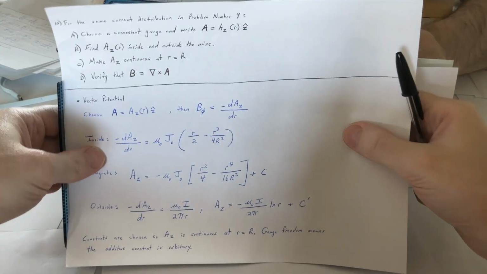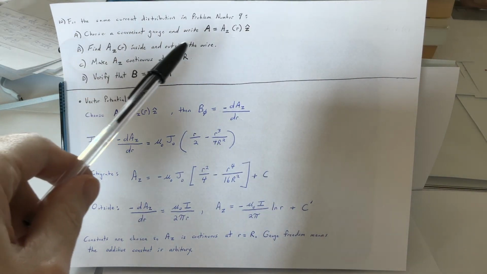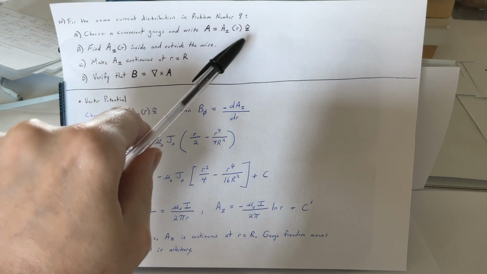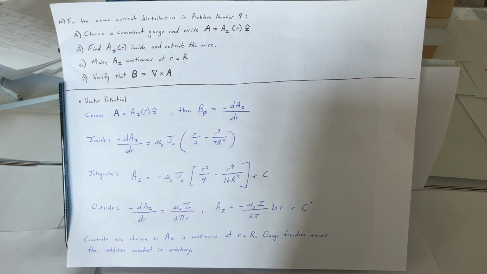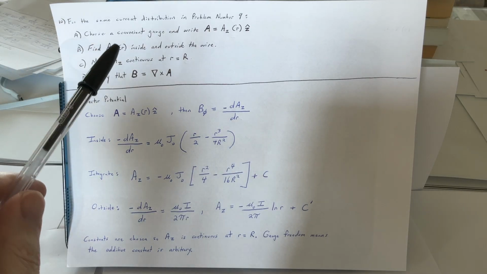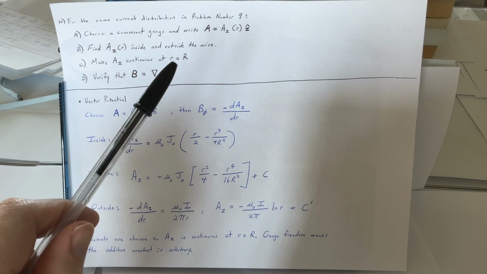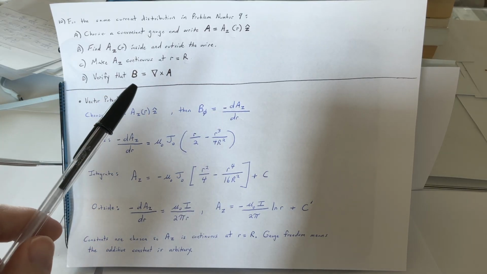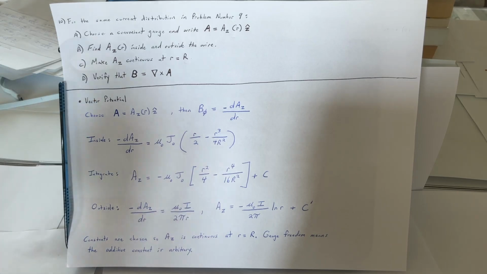Moving along to number 10. From the same current distribution in problem number 9, choose a convenient gauge and write A equals A sub z of r z hat. Find A sub z of r inside and outside the wire. Make A sub z continuous at r equals capital R and verify that the magnetic field B equals the cross product of del and A.